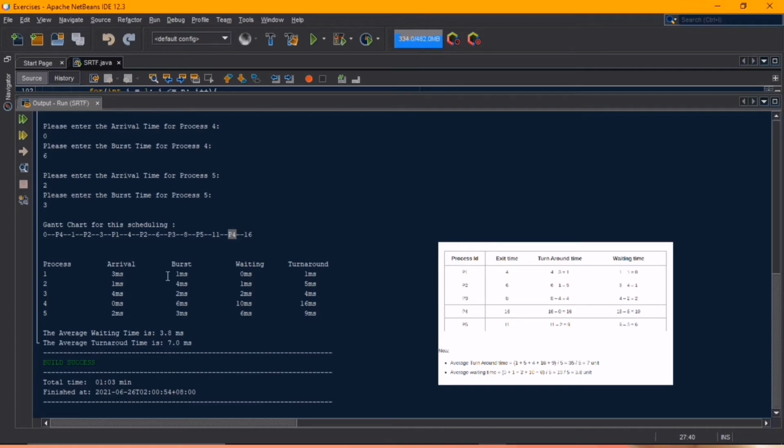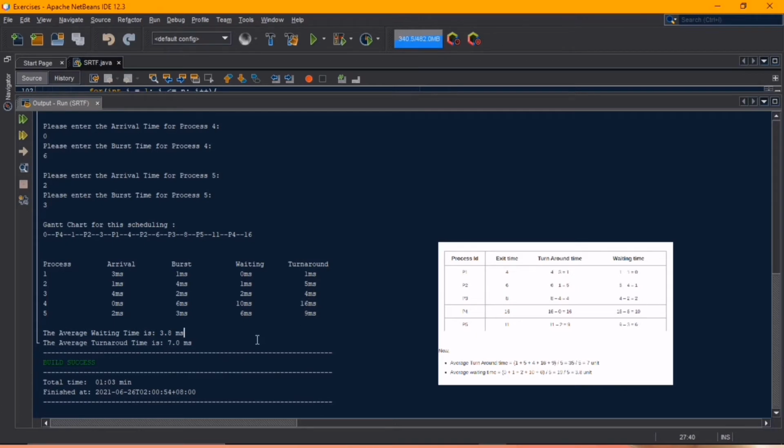The waiting time for process 1 is 0, waiting time for process 2 is 1, waiting time for process 3 is 2, while waiting time for process 4 is 10, and the last one, waiting time for process 5 is 6. For the turnaround time, process 1 is 1, process 2 is 5, process 3 is 4, process 4 is 16, and the last one, process 5 is 9.